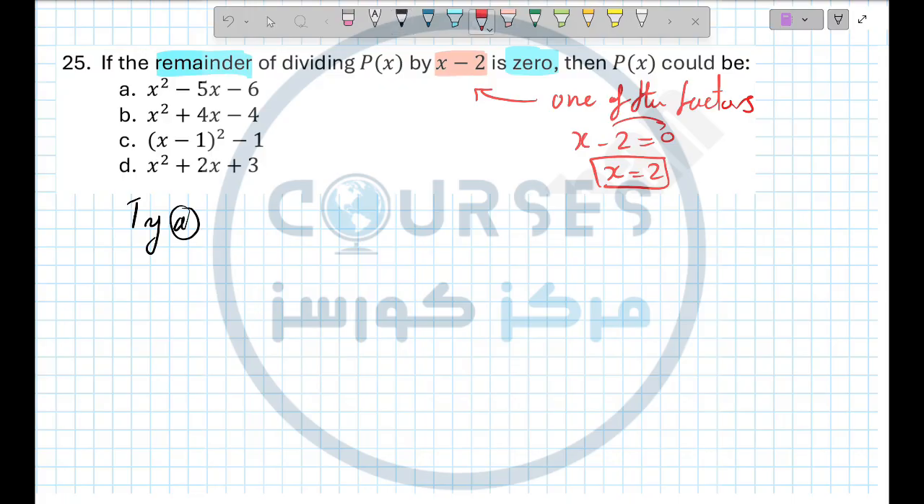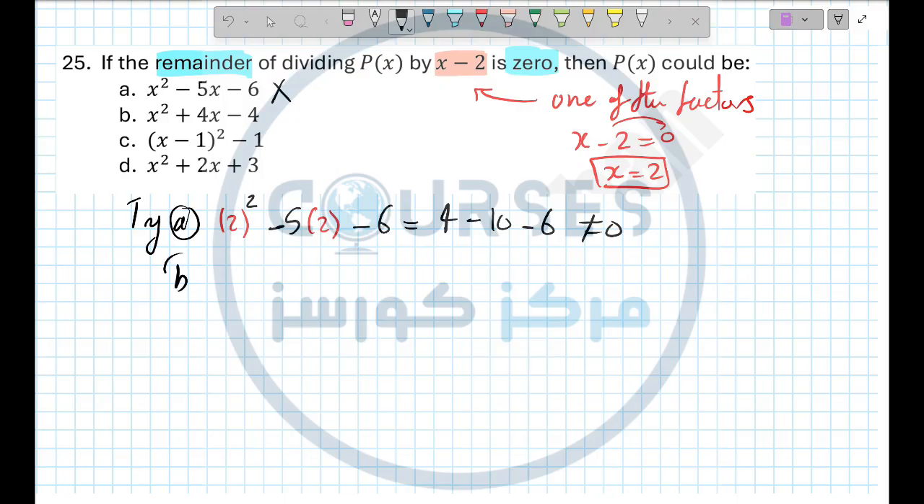Yalla, A, it's going to be 2 squared minus 5 times 2 minus 6. 2 squared, that's 4, minus 10, minus 6. Of course, not equal to 0, so this one is wrong.